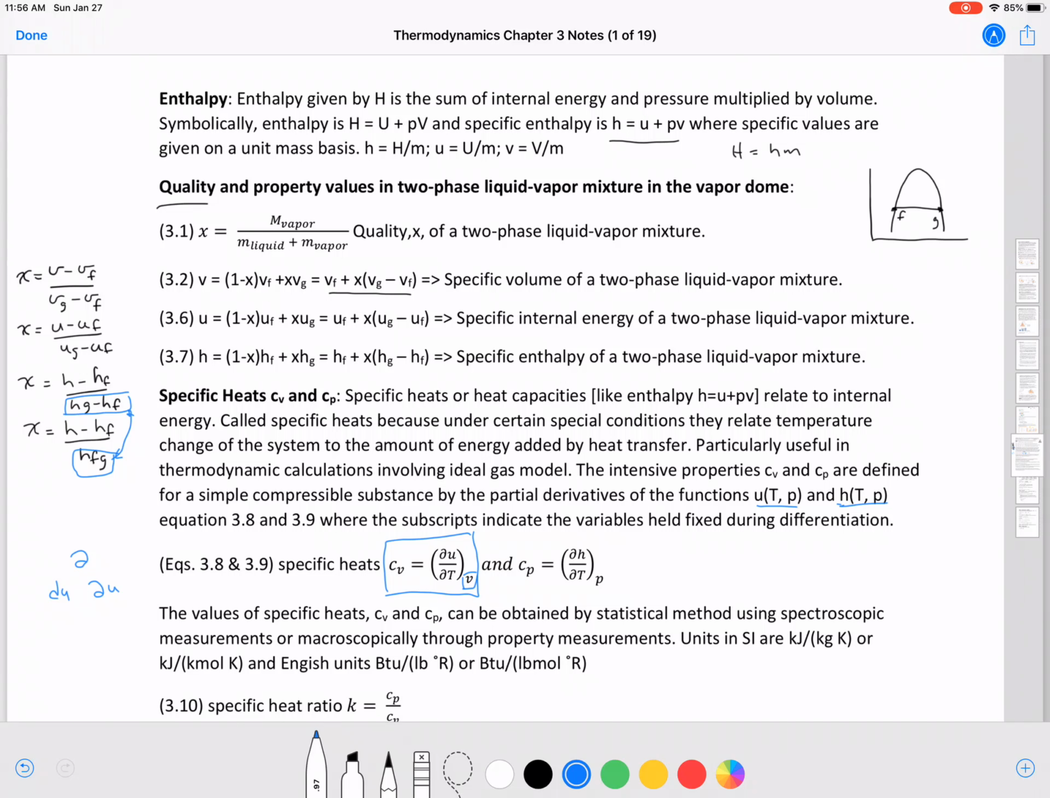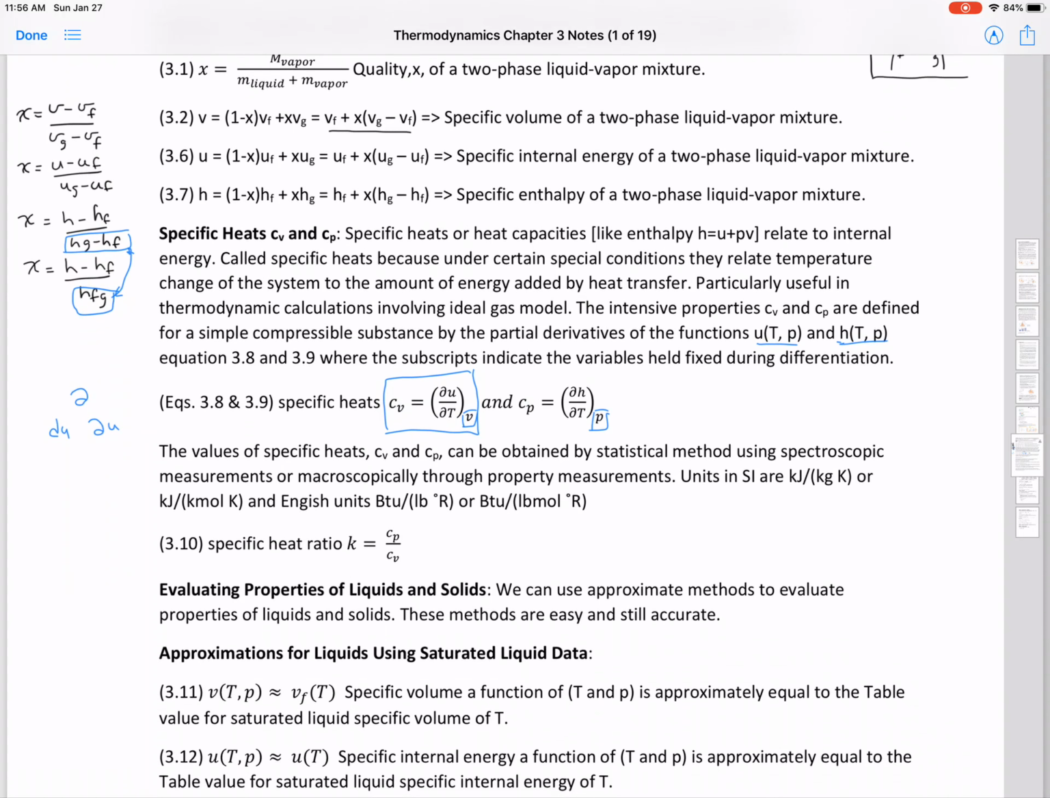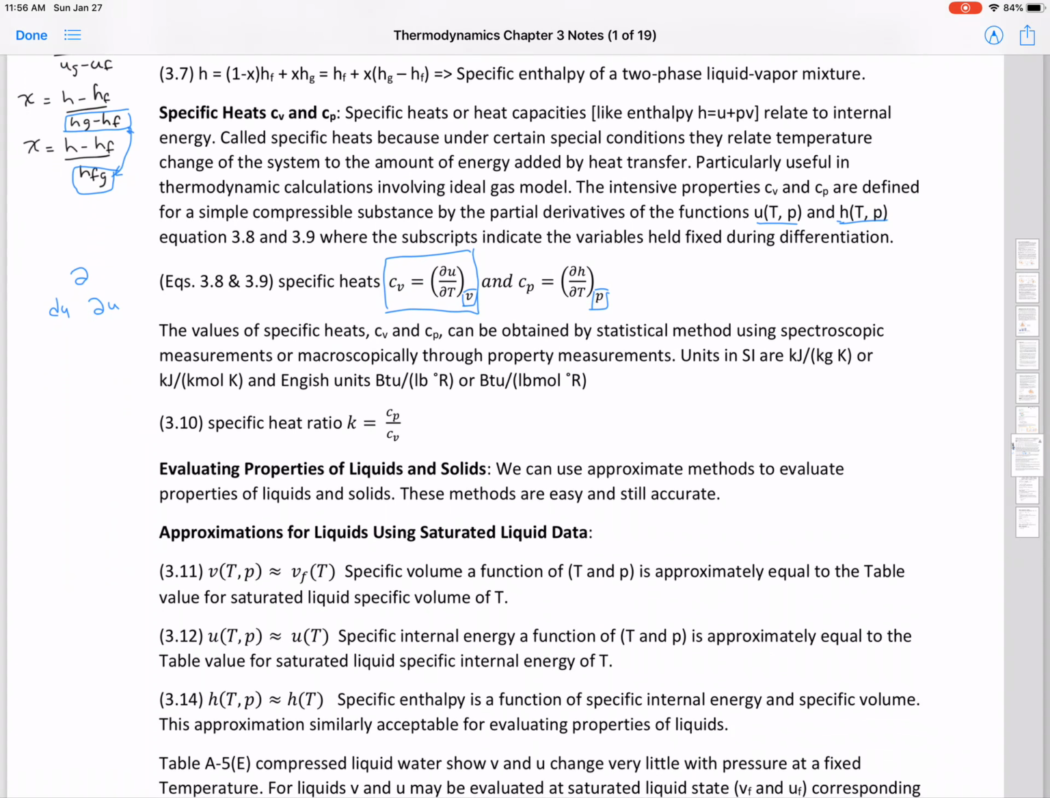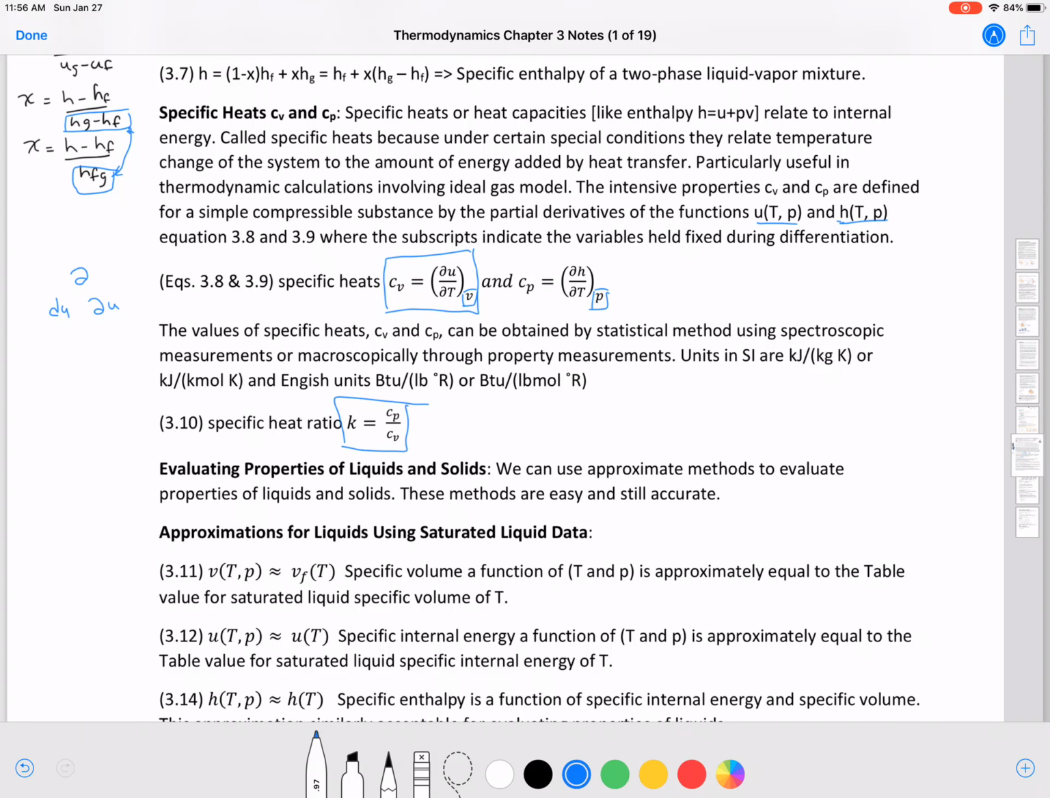And with this one, we are fixing pressure. So we're holding pressure constant in the enthalpy calculation, and then we take the derivative of h with respect to temperature. So that is the specific heats, and they, again, are tabulated values that we can use. We have the specific heat ratio here, which is the ratio of those two.